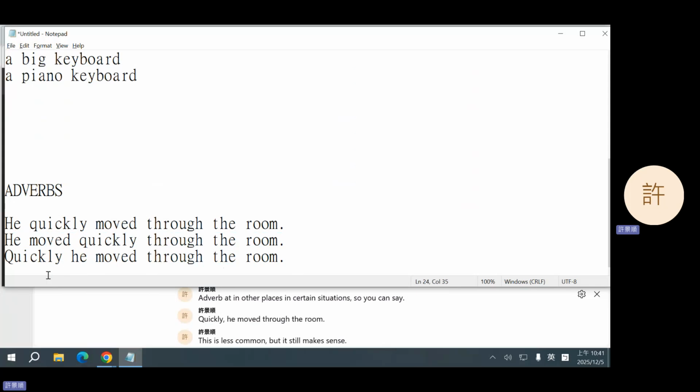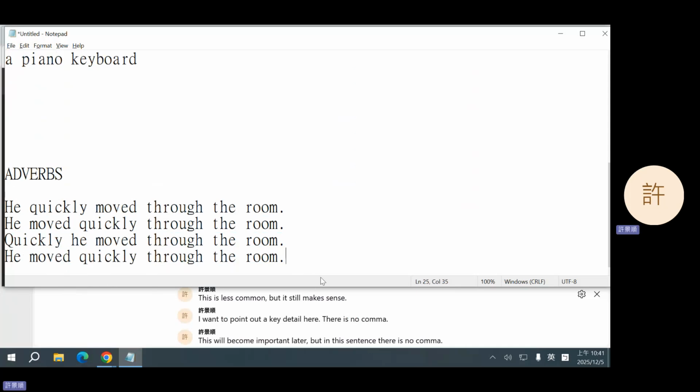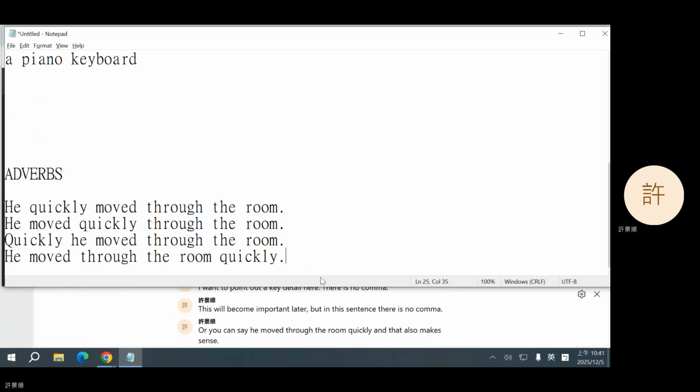I want to point out a key detail here. There is no comma. This will become important later, but in this sentence, there is no comma. Or you can say he moved through the room quickly, and that also makes sense. But these two are slightly less common.